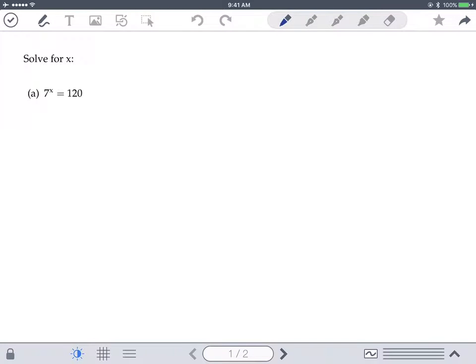Hi, so I'm going to solve a couple of examples of simple exponential equations. On the first one, I'm going to solve 7 to the x equals 120. And we're going to use the property of logs that is explained in the previous video. The way to solve these is you need to take the logarithm in any base of both sides.